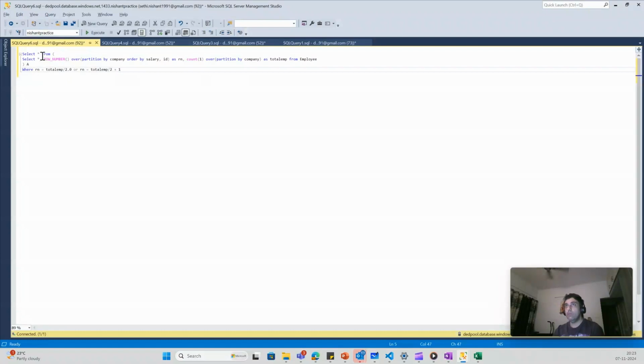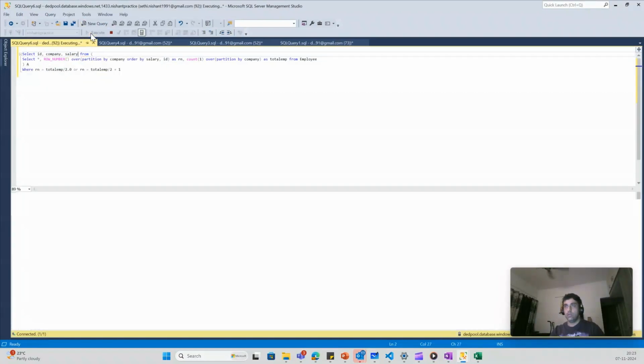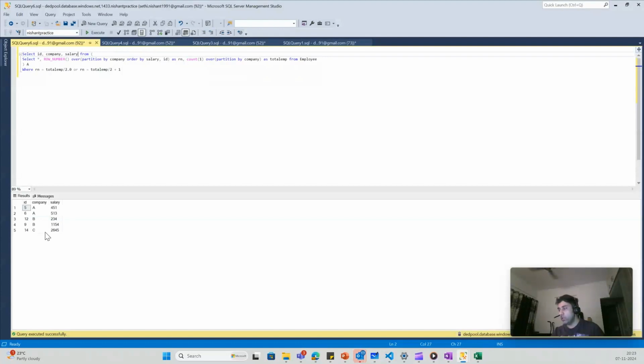And that's how I can find the median of any company, no matter whether it has an even or odd number of employees. That's the entire idea behind it. Now I can select the required columns from this result: the ID, the company and the salary. Now maybe I can execute this. Yeah, and I get it. You can compare it with the sample output that I showed initially, and you will find that it matches. And this is the entire solution for this question.